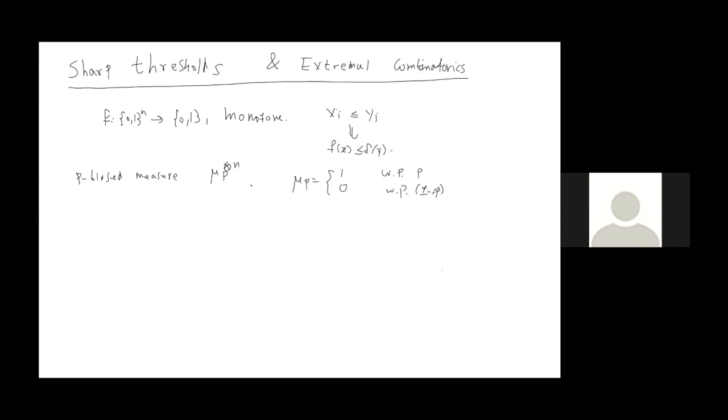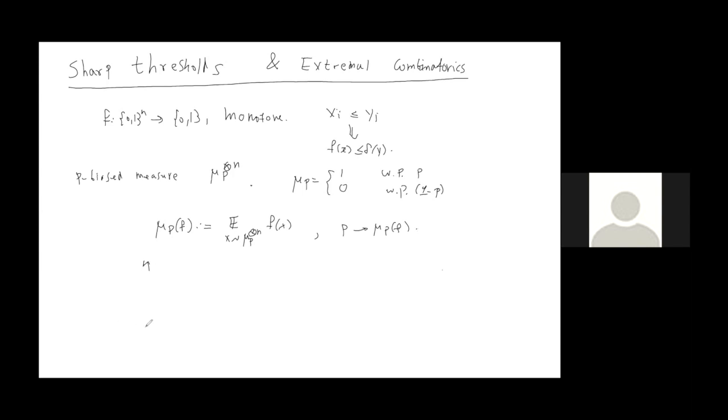So what is the most basic thing you can ask about a function in this measure? Well, you can ask, what is the average of the function according to this measure? And then you can study this mapping, from p to the average of f according to mu_p. What we want to do is understand the behavior of this map.